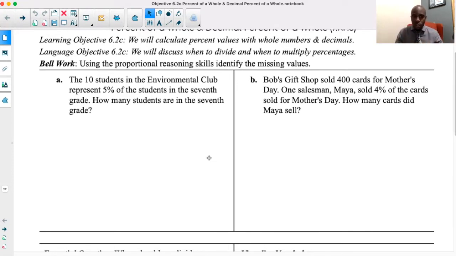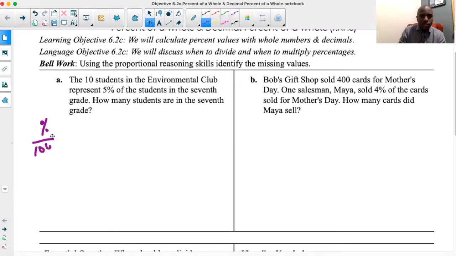The first thing I'm going to do here as I start off this problem, as I told you in class, is to first start off by writing percent over 100 is equal to part over whole, right? I'm going to start off by writing it just like that because I want to remember this is what I'm looking at. Percent over 100 is equal to part over whole.